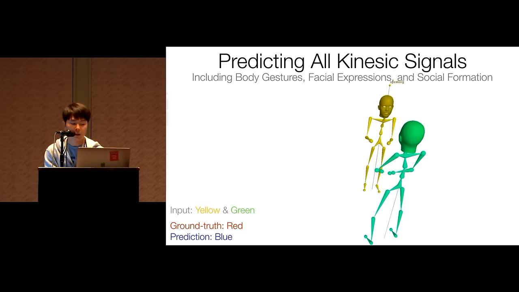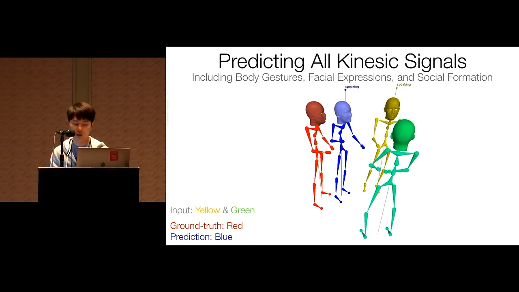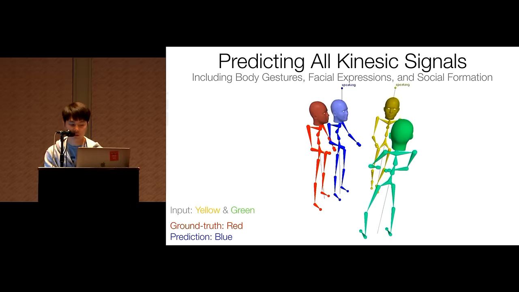As the last example, we perform body gesture prediction. In this particular result, we try to predict all possible signals for the target person given the other two people's signals as input. The red is the ground truth, and the blue is our prediction. Our prediction includes body gestures, facial expression, location, and speaking status.